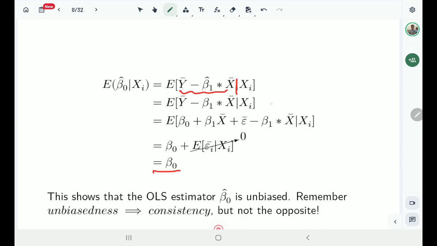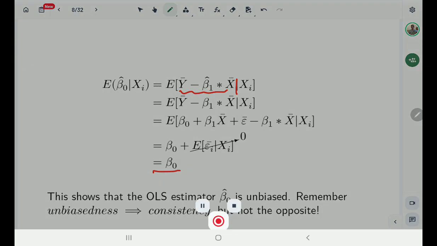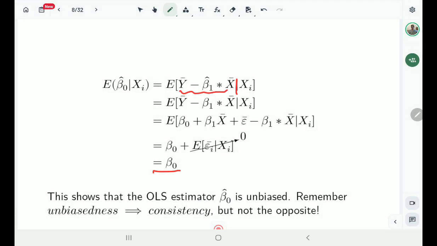Anyway, in the second line, we just repeat the same thing. Actually, instead of beta 1 hat, we plug in the true value of beta 1, because we have already shown that beta 1 hat is an unbiased estimator of beta 1. So therefore we can interchange beta 1 hat and beta 1.